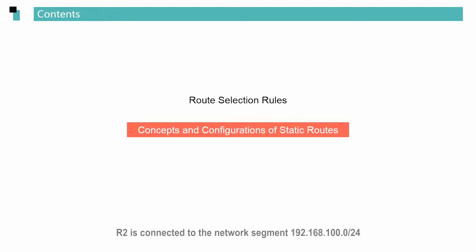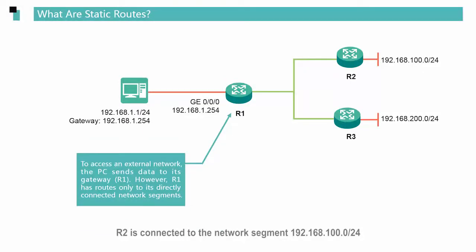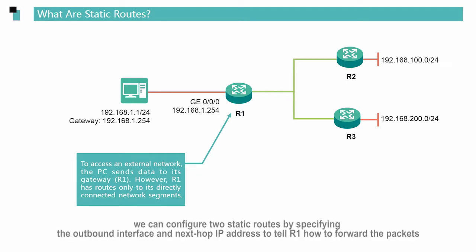In this network, R2 is connected to the network segment 192.168.100.0/24, and R3 is connected to the network segment 192.168.200.0/24. If the PC wants to access the two network segments, it sends packets to its gateway, R1. However, R1 has routes only to its directly connected network segments. In this case, we can configure two static routes by specifying the outbound interface and next hop IP address to tell R1 how to forward the packets.